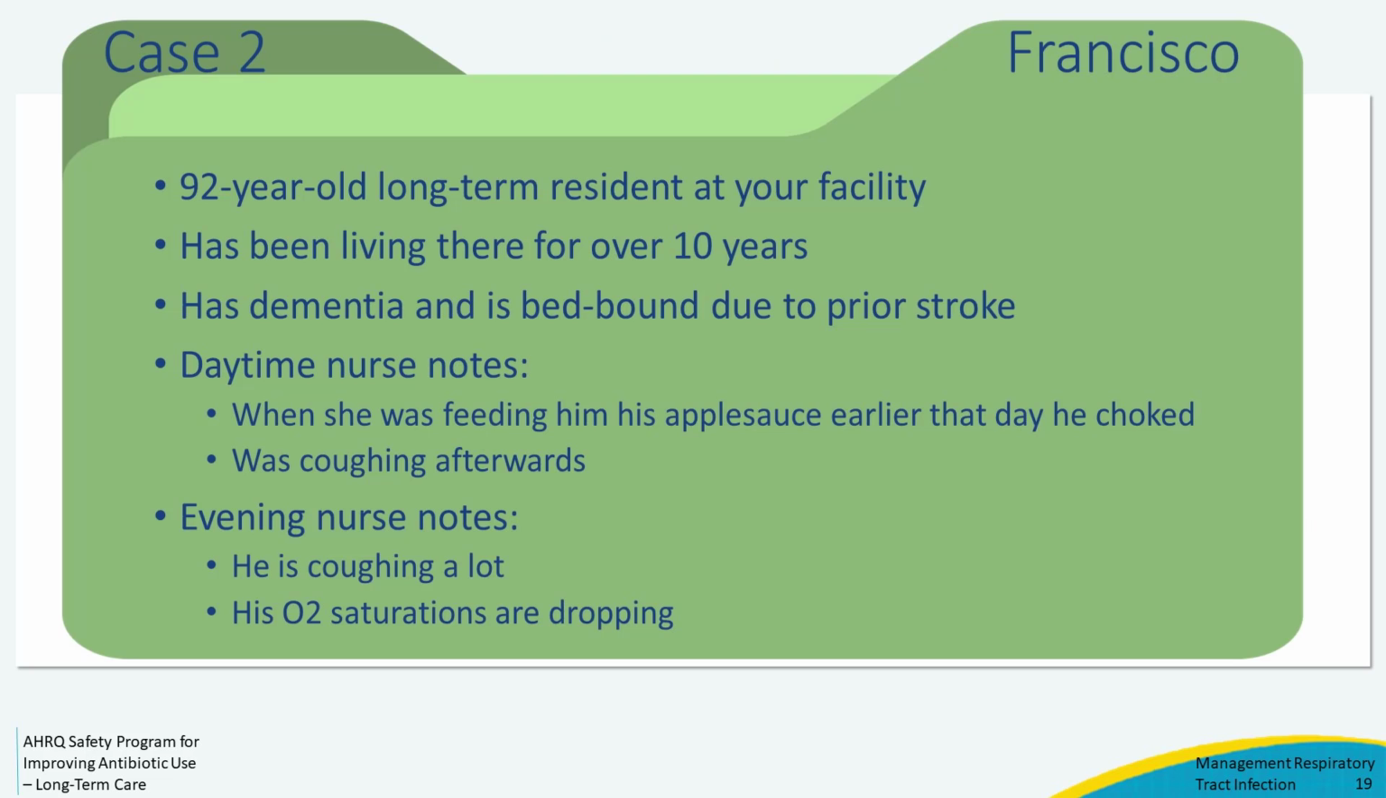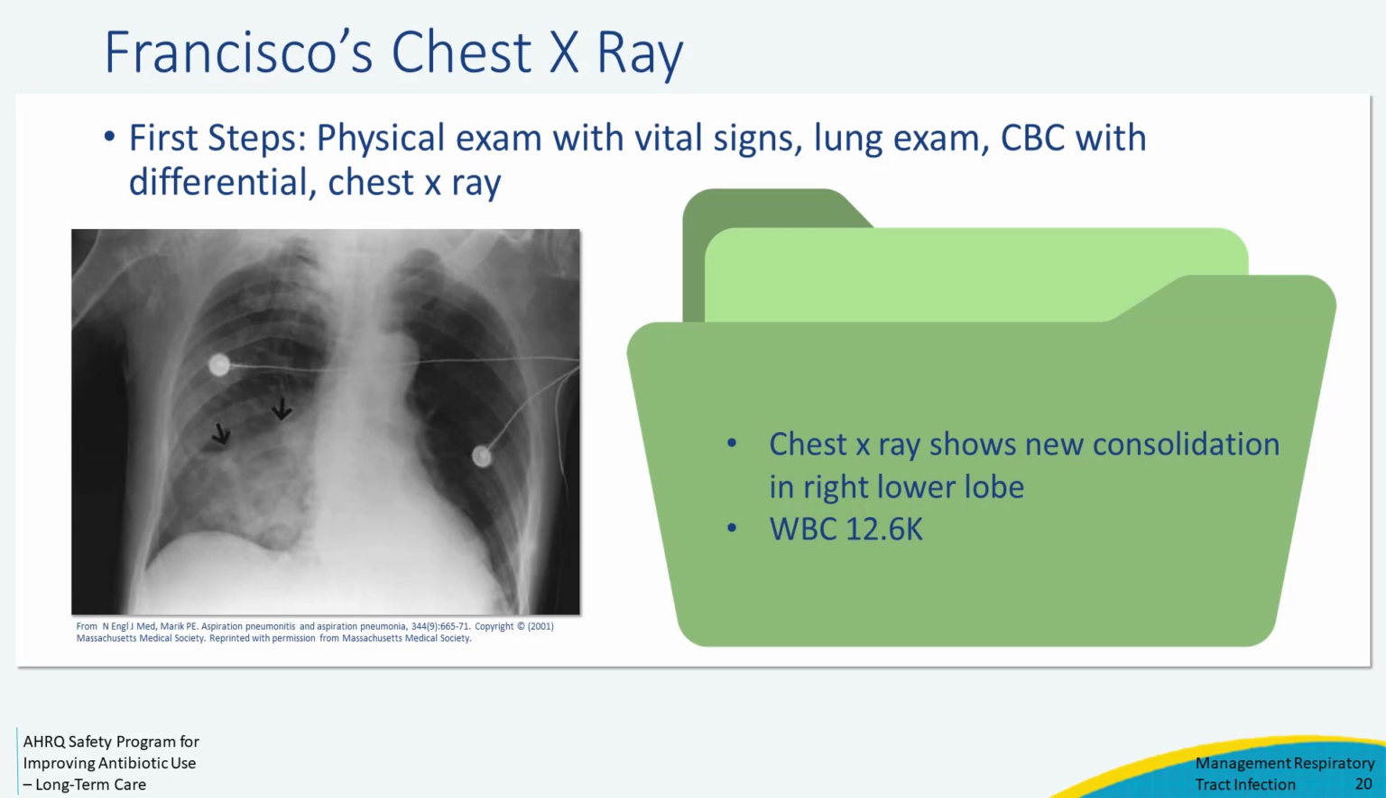Francisco is a long-term resident at your facility who has been living there for over 10 years. He has dementia and is bedbound due to a prior stroke. One of the nurses noted that when she was feeding him his applesauce earlier that day, he choked and was coughing afterwards. The evening nurse notes that he is coughing a lot and his oxygen saturations are dropping. Francisco's chest x-ray shows a new consolidation in the right lower lobe.